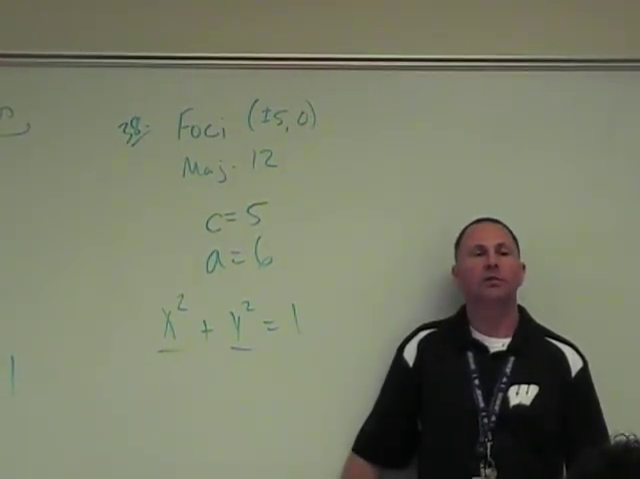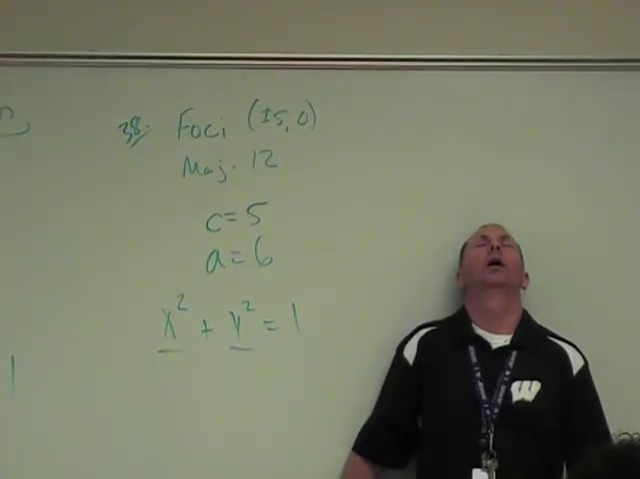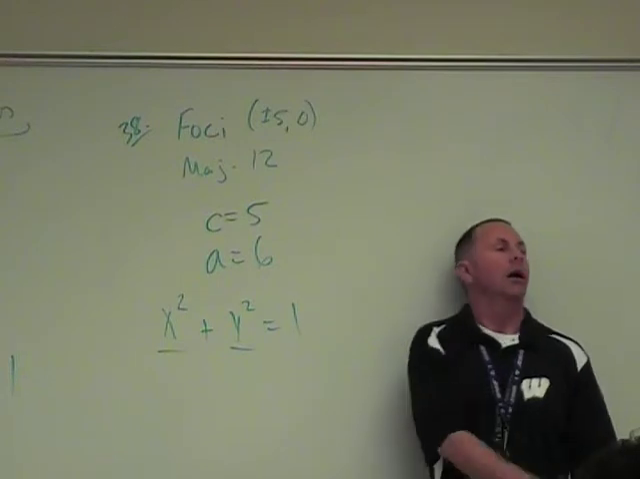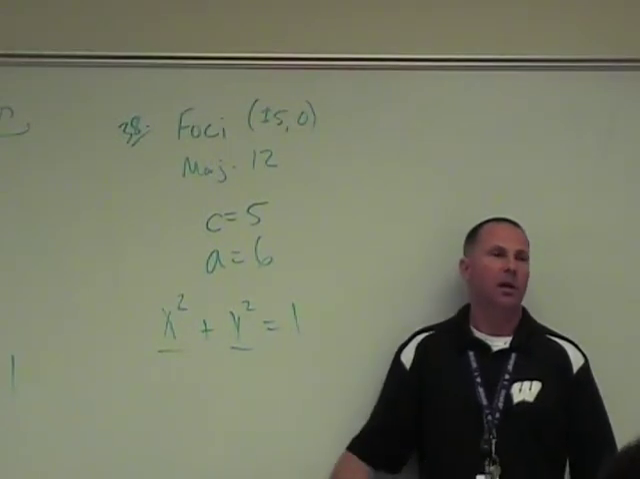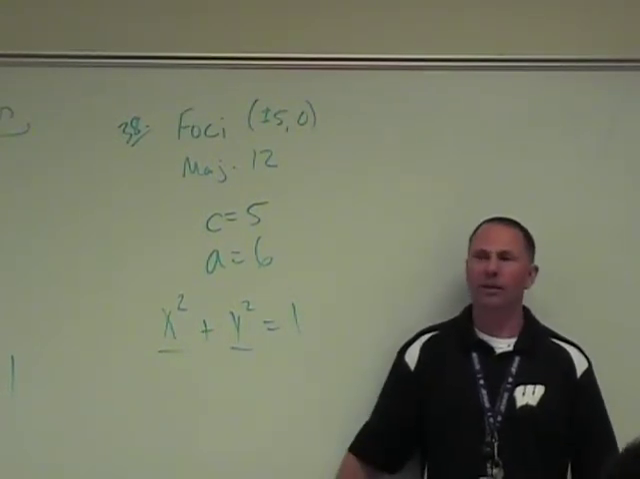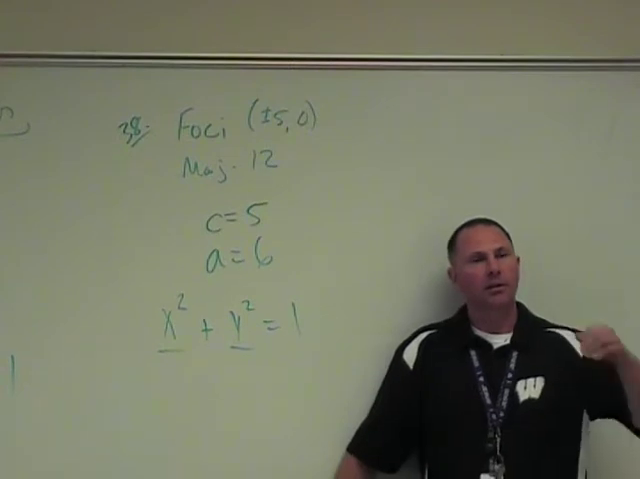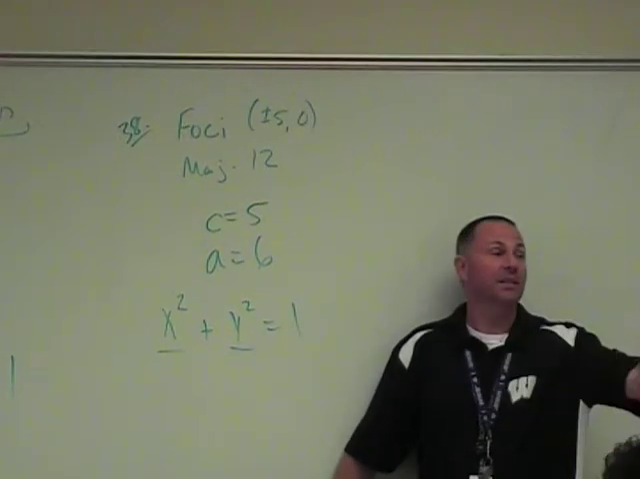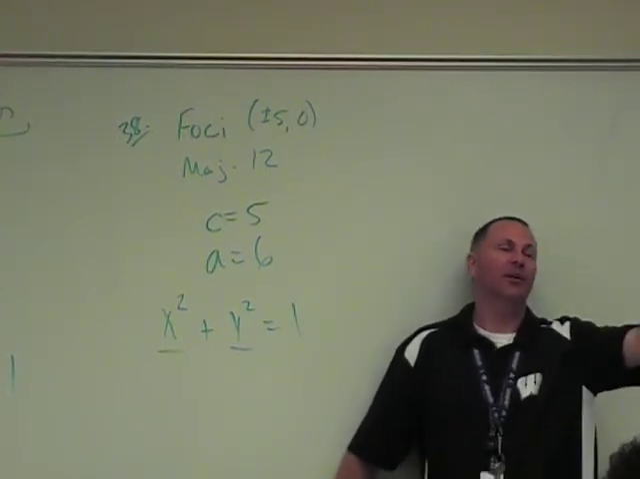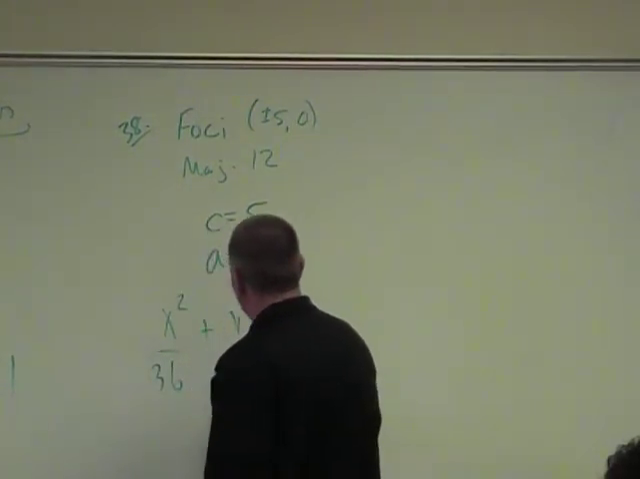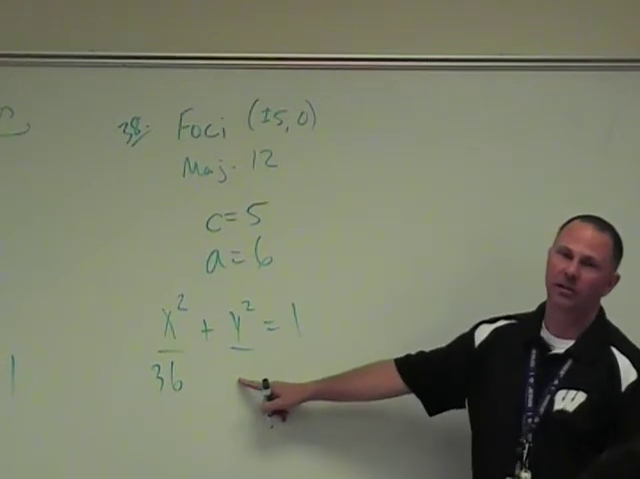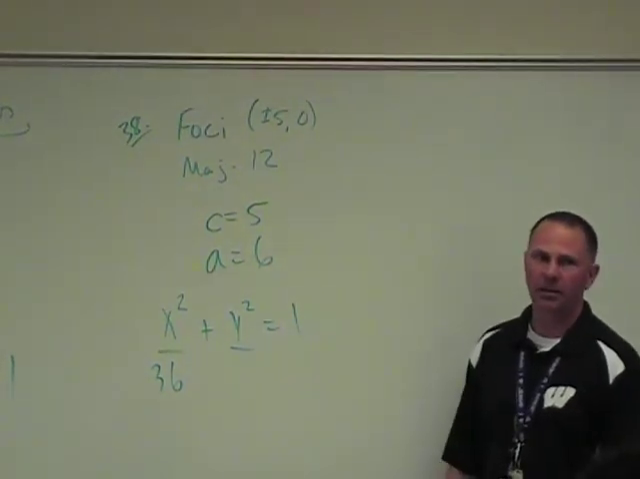Why is it under x? Because the x-axis is the major axis. How do you know that's the major axis? What's in the x position? The foci. There you go. The foci. All right. So 36 goes here. What goes here? 11. How do you know that?